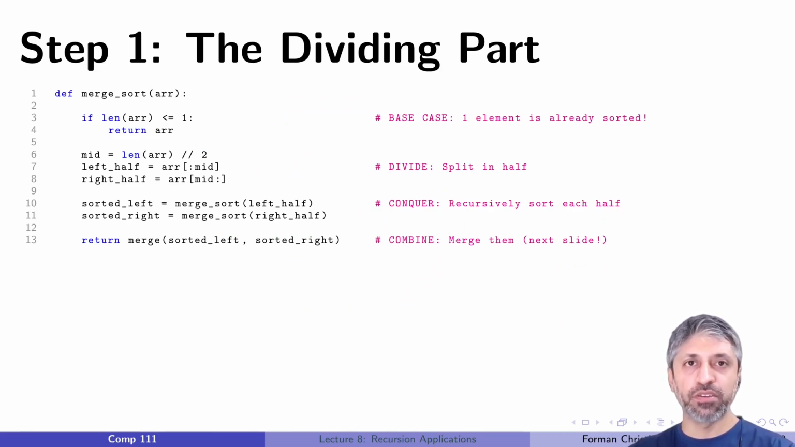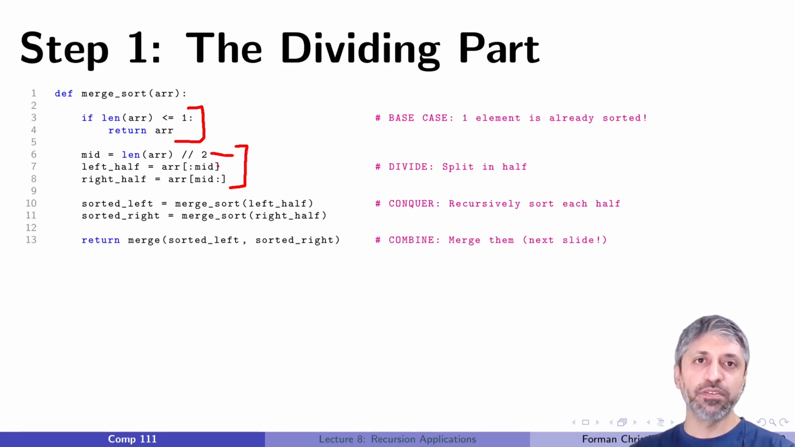Now let's take a look at the code for the dividing part, and that's pretty straightforward here. Line number 3 is our base case. If the list is empty or has only one item, then we know that it's already sorted. Lines 6 to 8 are the divide step. We find the middle, and then from the midpoint we slice the list into a left half and a right half. Then lines 10 and 11, these ones, are the conquer step.